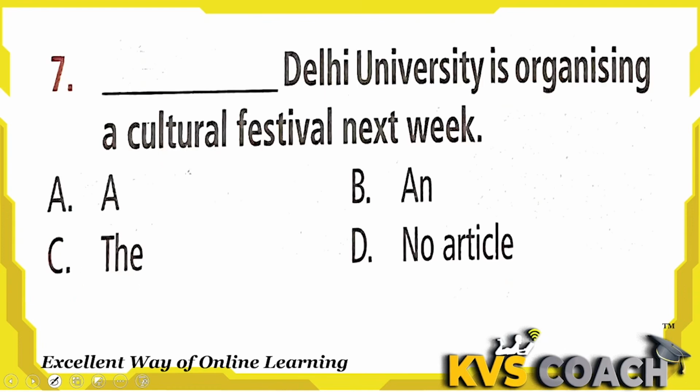Dash Delhi University is organizing a cultural festival next week. I told you that in specific university names we don't use articles. Okay, this is a specific city's university name, so we don't use article here. So no article is the right answer. Delhi University is organizing a cultural festival next week. This is simply a right statement. So D is right answer.